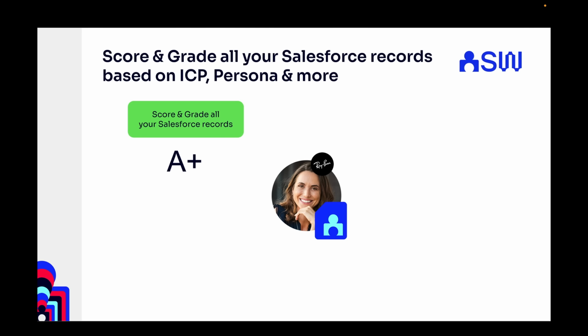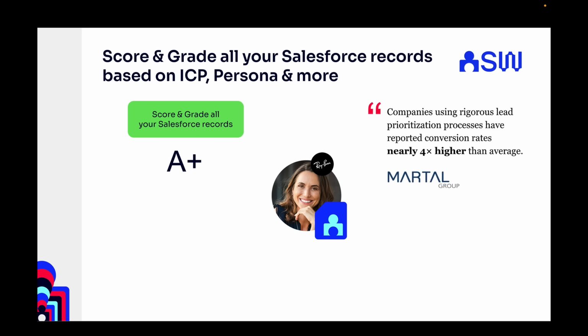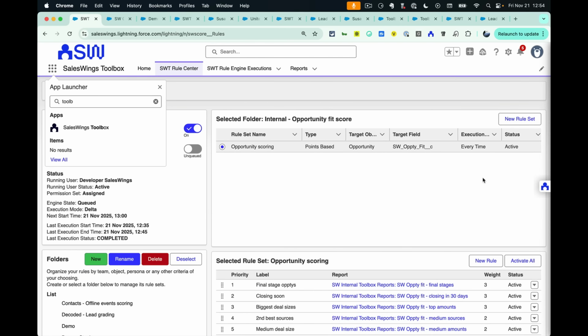Let's have a quick look at scoring and grading with the Salesforce Toolbox. Companies using rigorous lead prioritization processes have reported conversion rates nearly 4 times higher than average. So you see how important it is that your leads, contacts, accounts, but also your opportunities are properly prioritized by your sales team. And this is really easy with the Salesforce Toolbox. I'm going to show you how this looks.